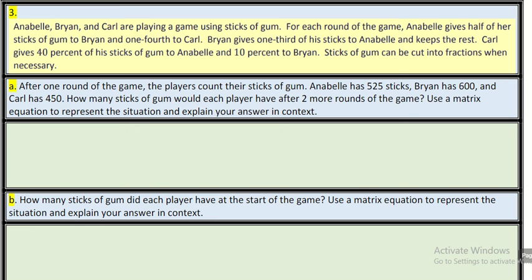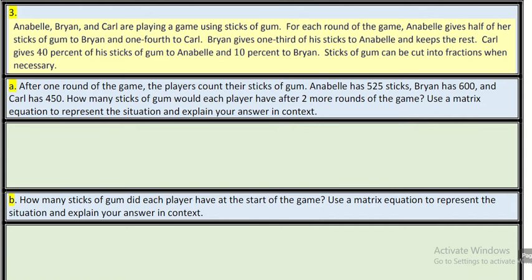Annabelle, Brian, and Carl are playing a game using sticks of gum. For each round of the game, Annabelle gives half her sticks of gum to Brian and 1/4 to Carl. Brian gives 1/3 of his sticks to Annabelle and keeps the rest. Carl gives 40% of his sticks of gum to Annabelle and 10% to Brian.